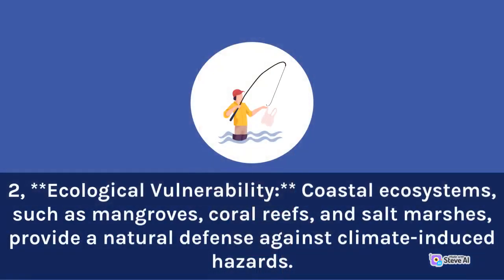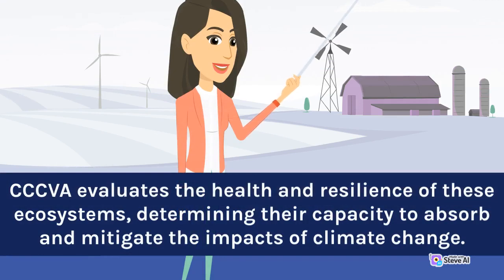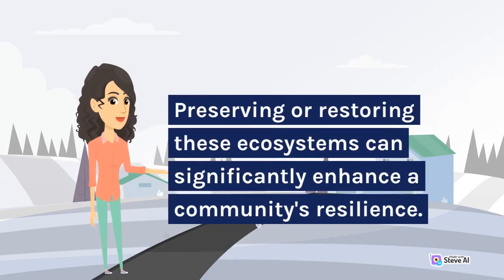2. Ecological vulnerability. Coastal ecosystems, such as mangroves, coral reefs, and salt marshes, provide a natural defense against climate-induced hazards. CCCVA evaluates the health and resilience of these ecosystems, determining their capacity to absorb and mitigate the impacts of climate change. Preserving or restoring these ecosystems can significantly enhance a community's resilience.